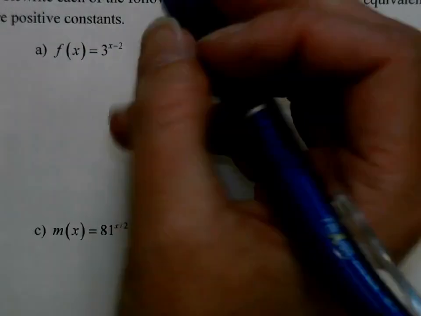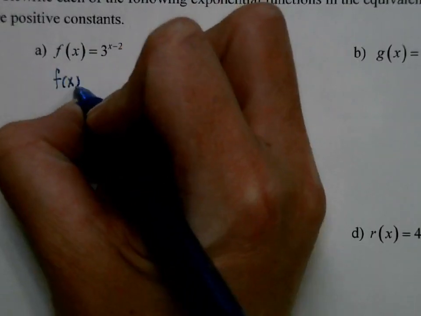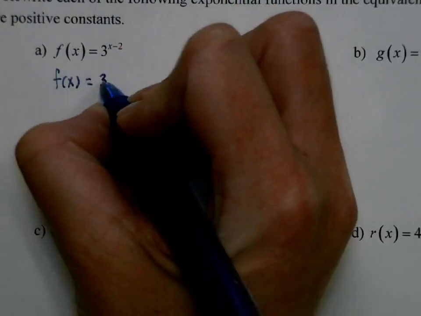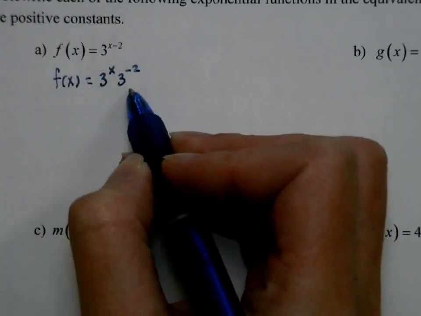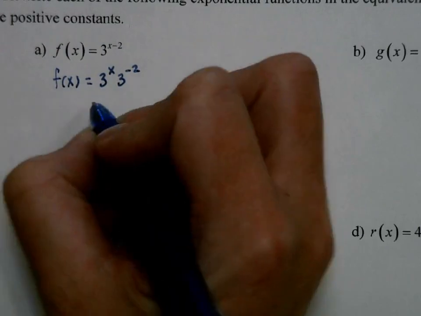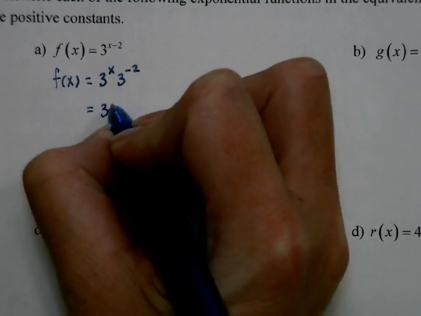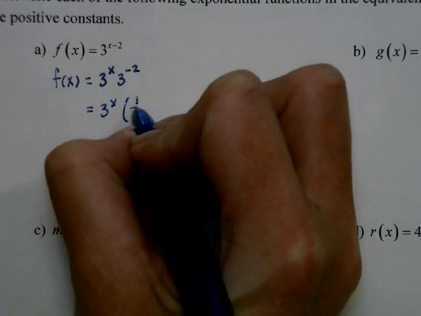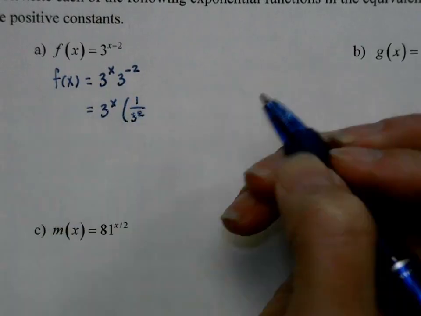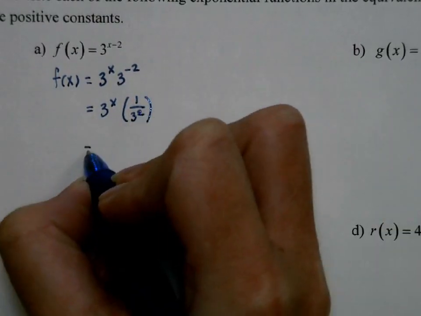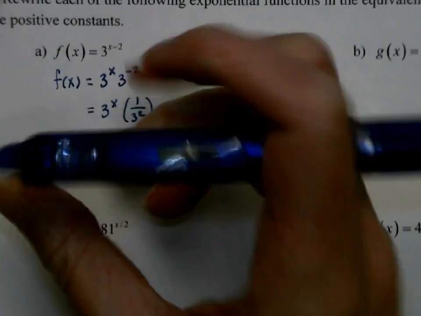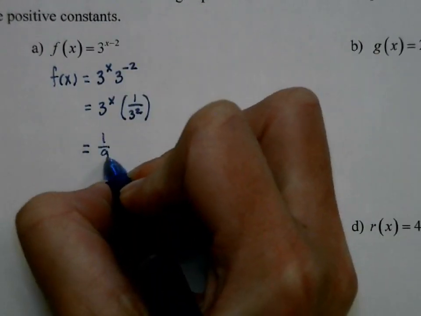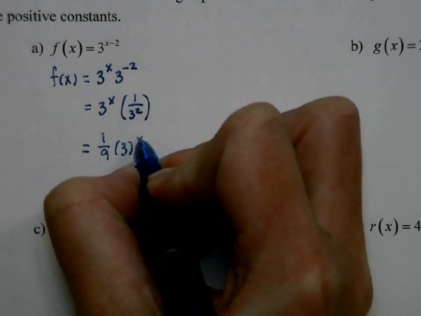So this can be rewritten as 3 to the x times 3 to the negative 2. Well, 3 to the negative 2 is the same as 1 over 3 to the 2, which is really 1/9. So I can write this as 1/9 times 3 to the x. So my a is 1/9, b is 3, and my exponent is there.